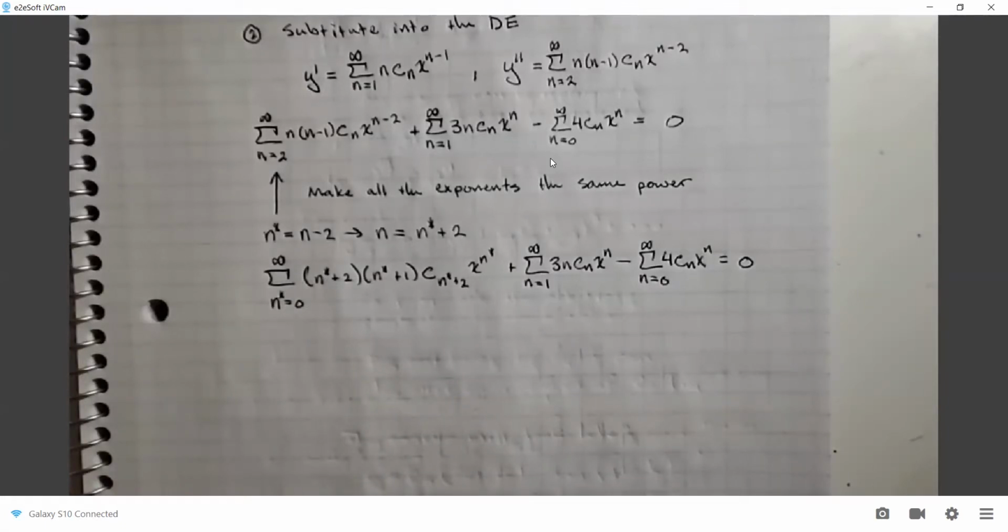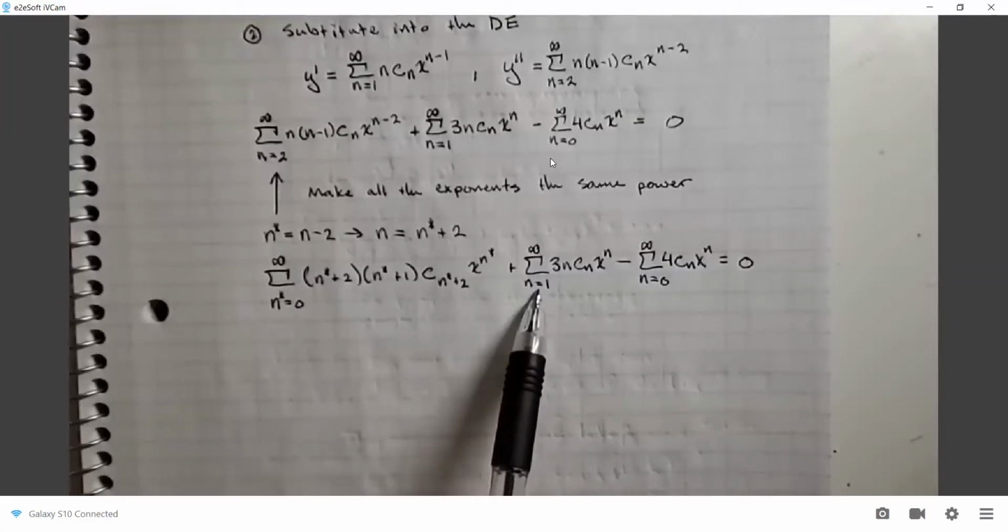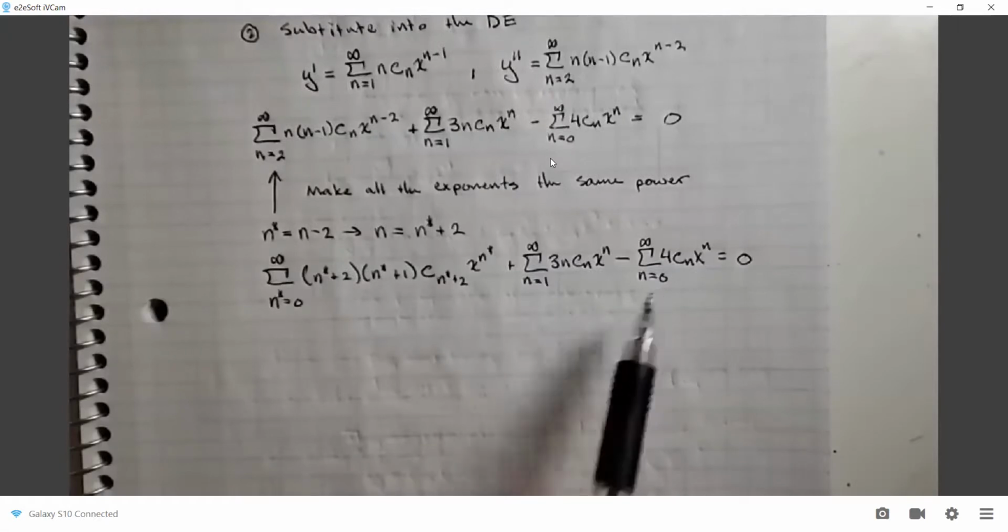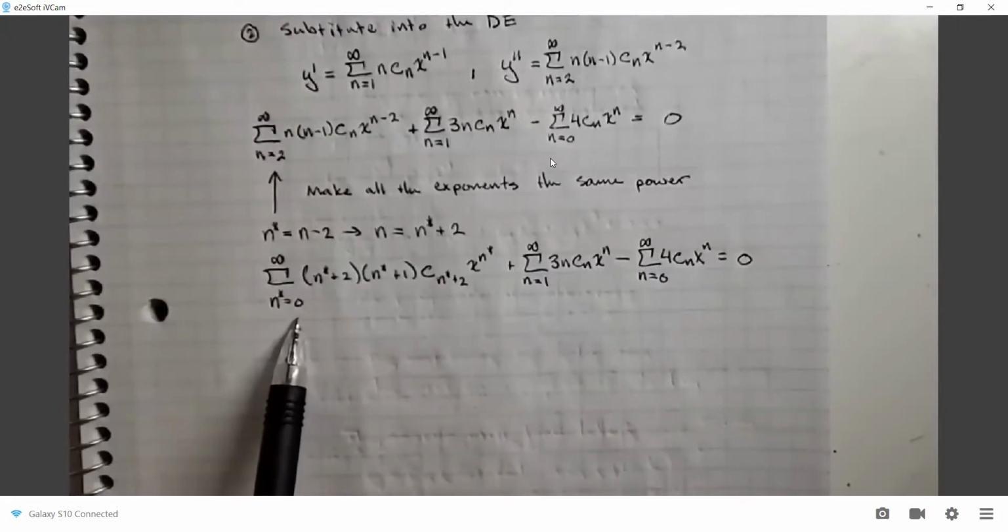Okay, so now this middle term is the oddball, right? This one starts at n equals 1, and these other two start at n equals 0.